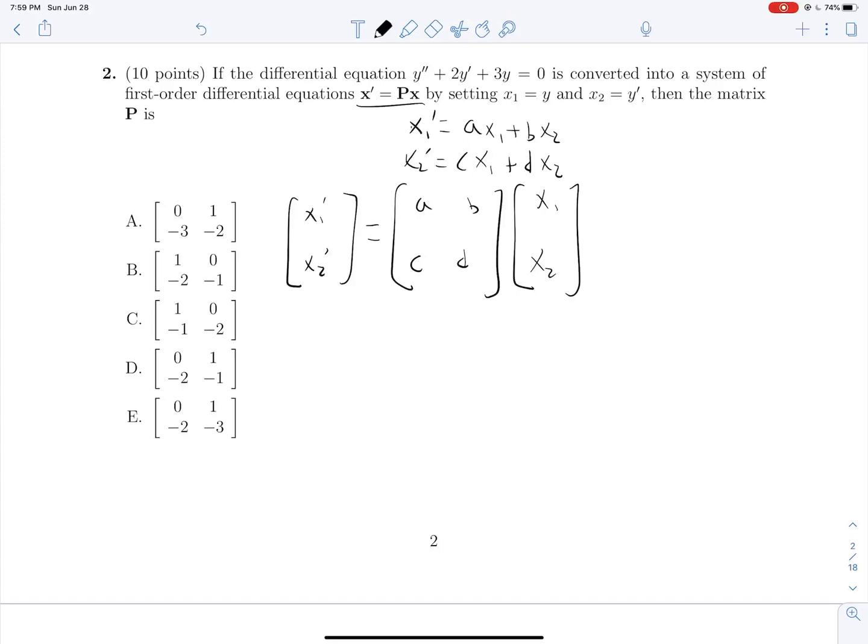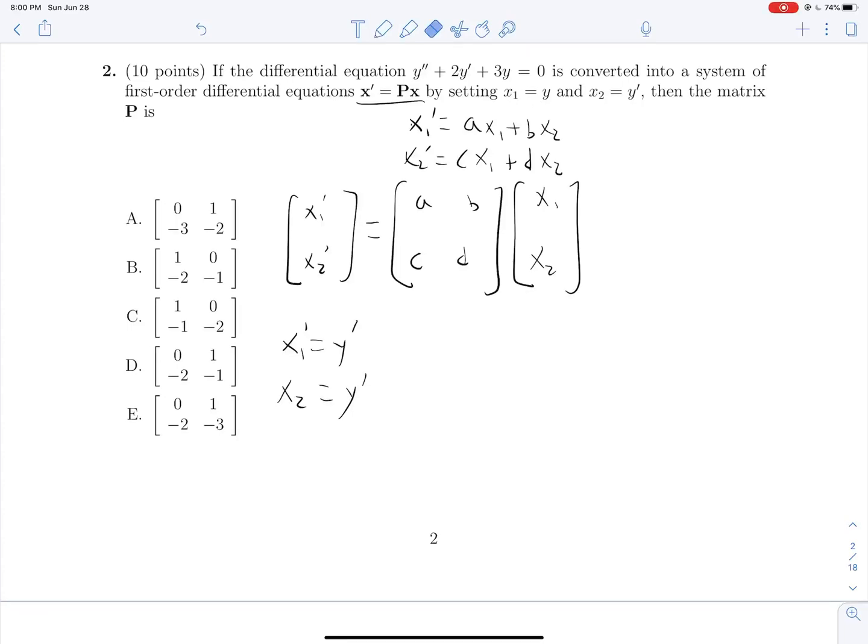Okay, so we're going to need to do some substitutions here to figure things out. So we know that x1 is equal to y, and we're told that x2 is equal to y prime. Well, since we need x1 prime, we're going to need to take the derivative of both things in this equation. So we see that x1 prime is just equal to y prime. And what is y prime in terms of x1 and x2? Well, y prime is just x2. So I'll replace that with x2.